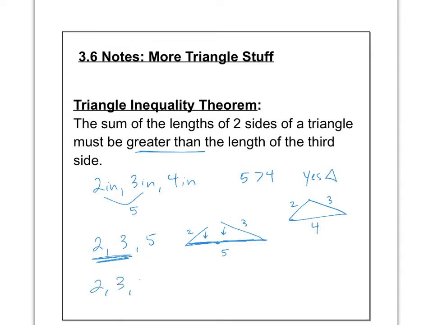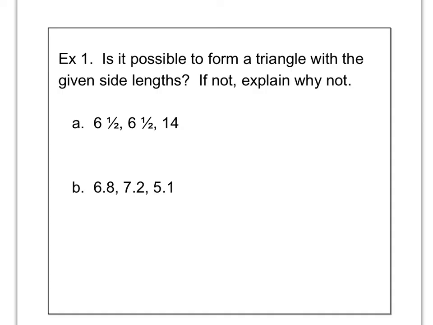Imagine I had 2, 3, and 6. If I have a 6-inch one, a 2-inch, and a 3-inch, these are never going to touch, right? There's going to be an extra inch in between them where they won't connect, and so you cannot make a triangle. Will you please pause the video and try A and B? See if you could make a triangle out of these given lengths.